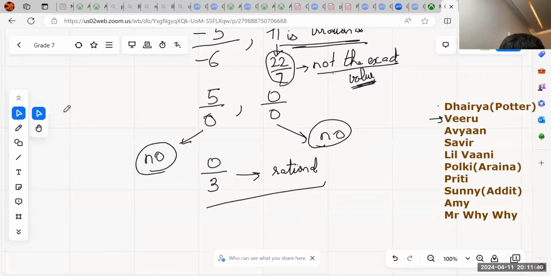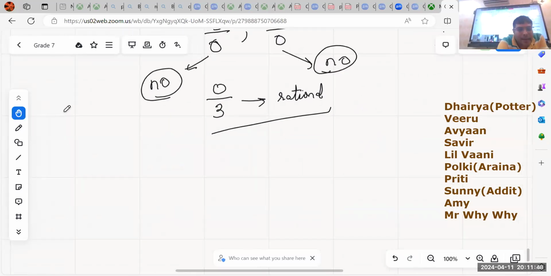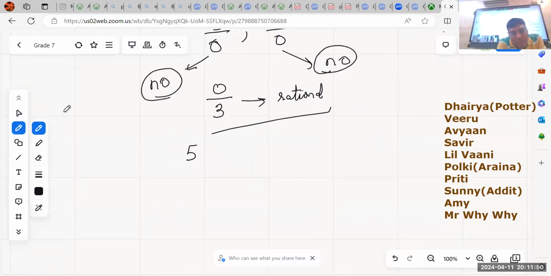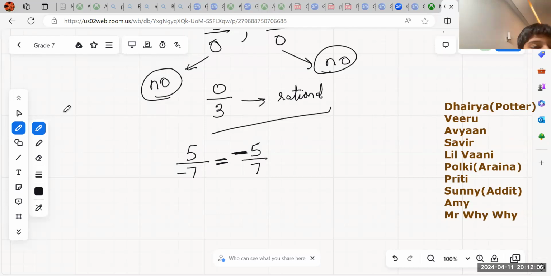So now we see the standard form, how we write it. Suppose I have written 5 upon -7. In the standard form, it will be written as -5 by 7. The minus sign will be used with the numerator, not the denominator. Do we get that? Sir, why?